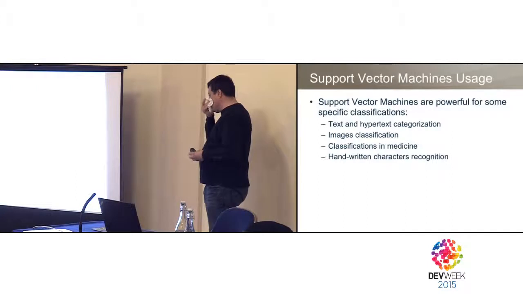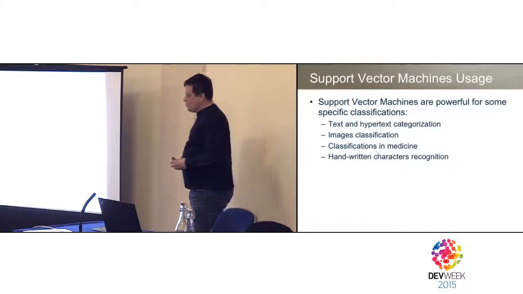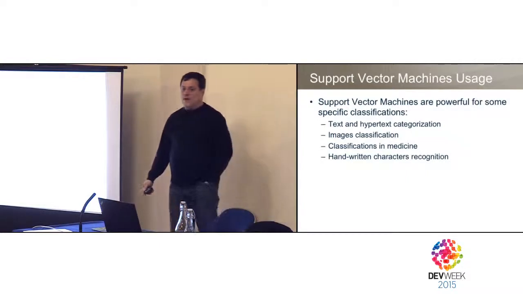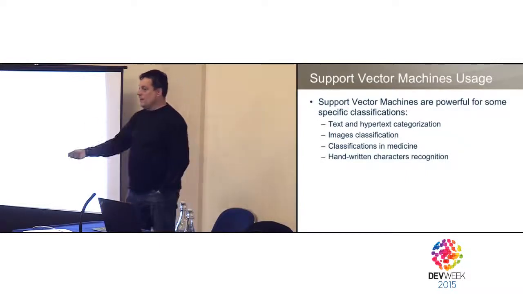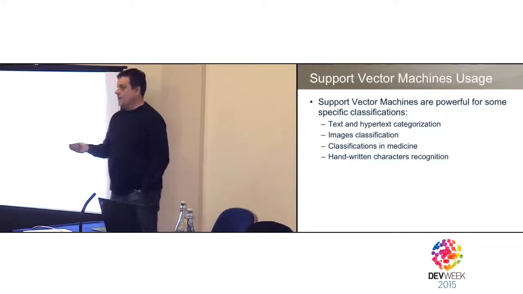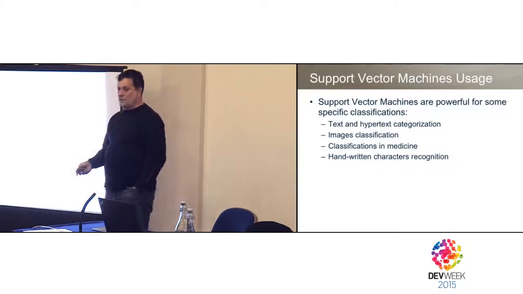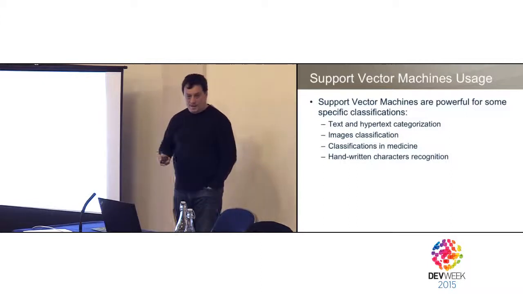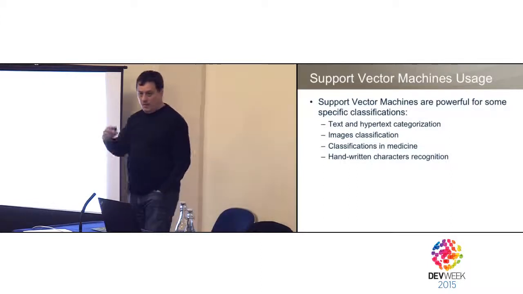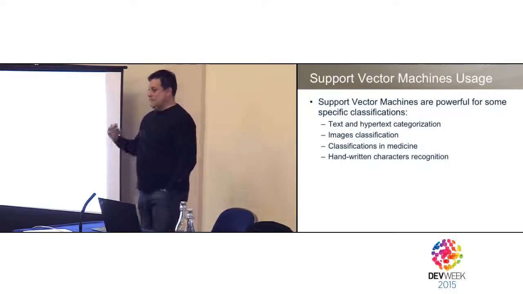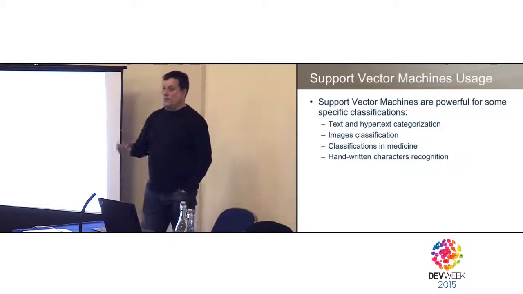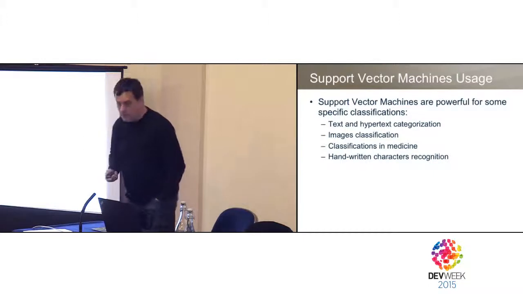They are powerful for some specific classifications. First of all, they are not so good in predicting human behavior, like we predicted in the previous presentation, the outcome for the bike buyer target variable, what leads people to buy a bike. This is not something that would work nicely with support vector machines. Support vector machines are not good in fraud detection.